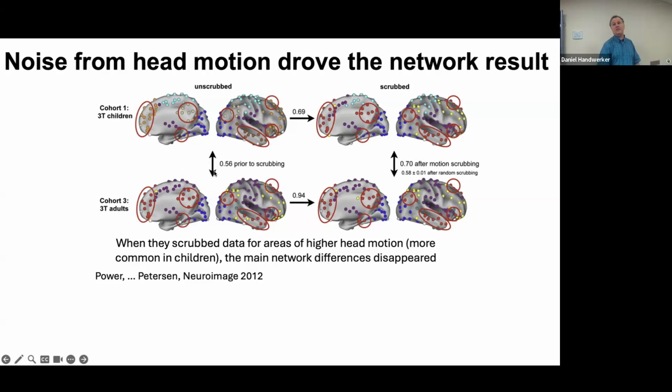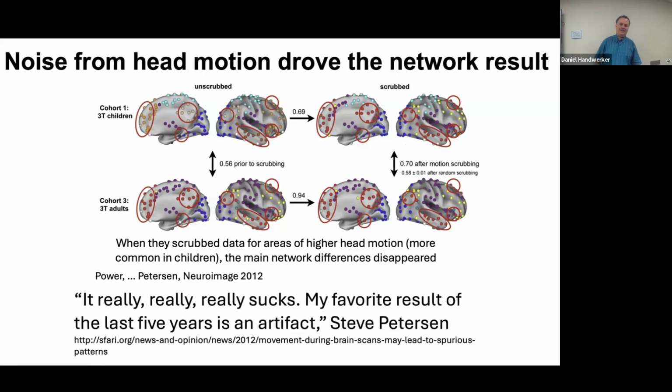So there was a non-trivial difference between these network maps. And after they removed the head motion, it was 0.7, which is about as highly similar as we can get with noisy MRI data. So essentially, when they accounted for motion and removed the high motion images, their effect completely went away. And I love this quote from one of the authors, Steve Petersen: "It really, really, really sucks. My favorite result of the last 5 years is an artifact."